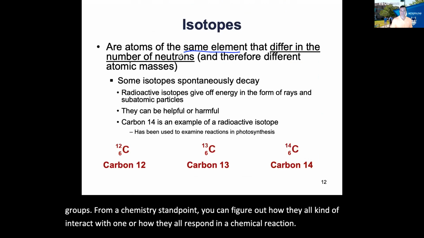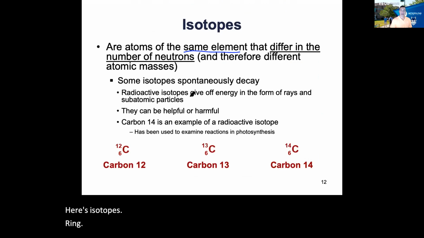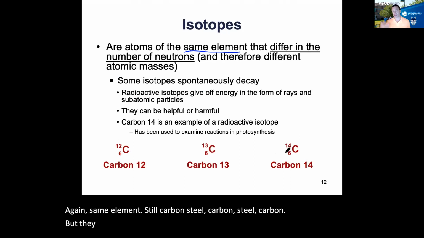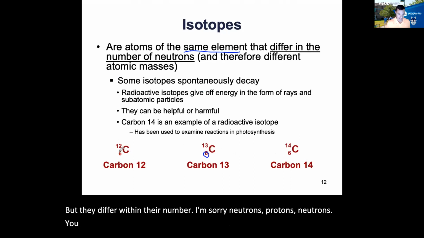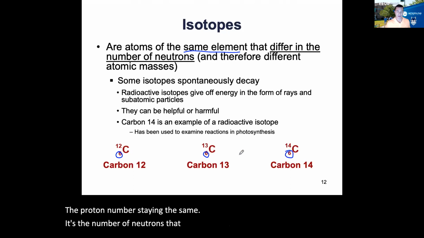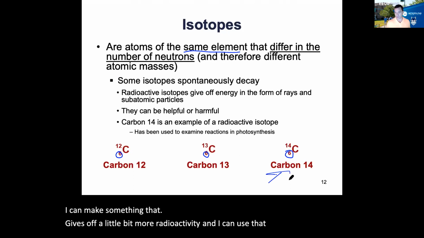Here's isotopes. Again, same element. It's still carbon, still carbon, still carbon, but they differ within their number. I'm sorry, neutrons, not protons, neutrons. You see the proton number staying the same. It's the number of neutrons that is varying. This is great because now I can figure out rates of decay. I can measure things. I can make something that gives off a little bit more radioactivity, and I can use that to date stuff. That's what carbon-14 is.